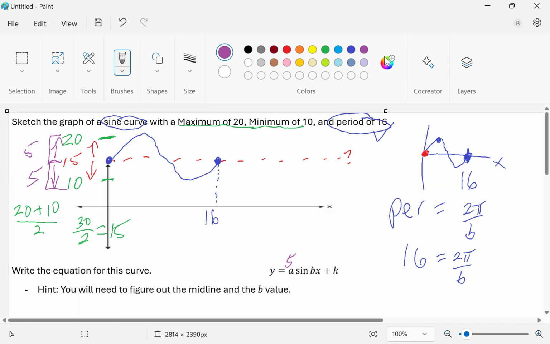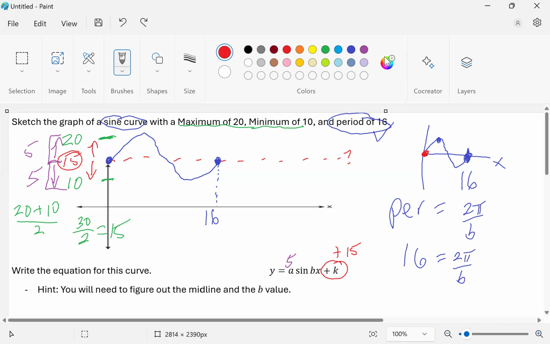Now, most students find putting the midline into the equation as the easiest part. So the midline is up 15 units from the y-axis. So this is plus 15 for our value of k. So we're going to have y equals 5 times the sine of b times x plus 15. So now our only step left is to figure out what b will be, and we can rewrite our equation finally.